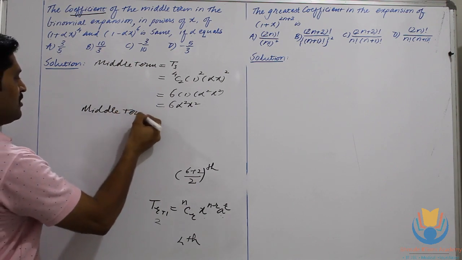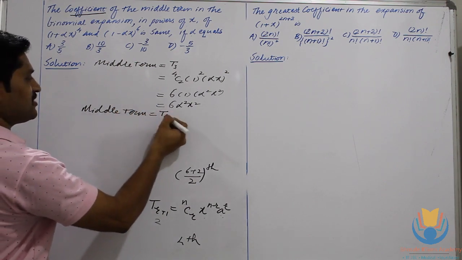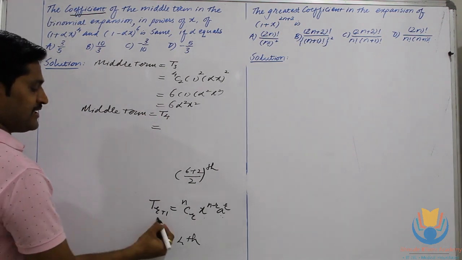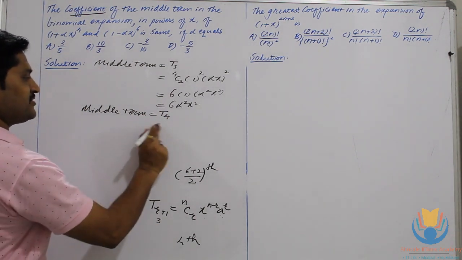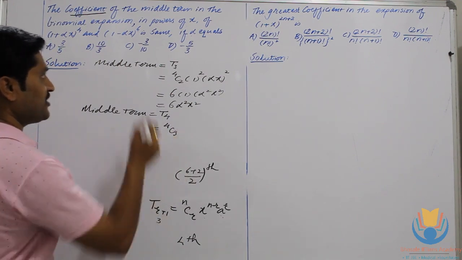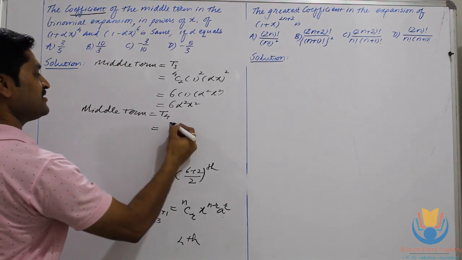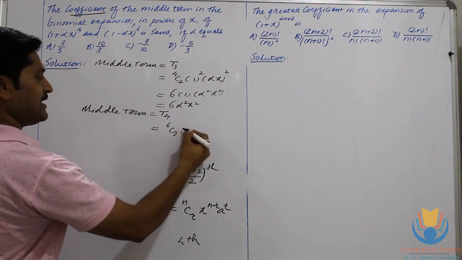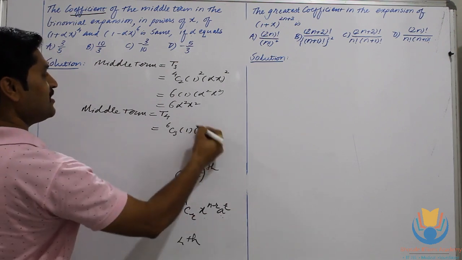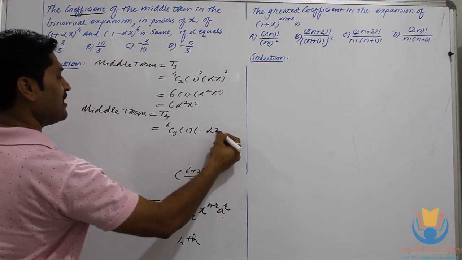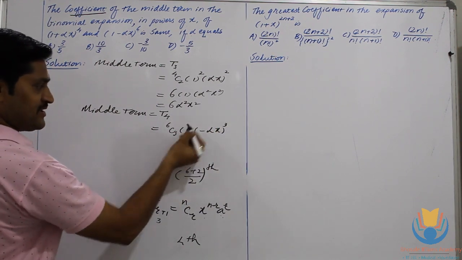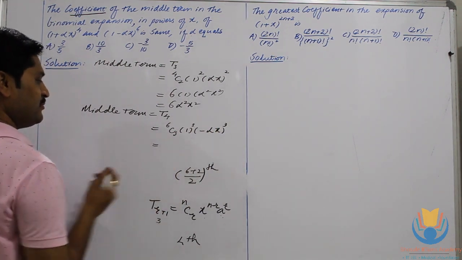The middle term for the second expansion is nothing but T4, and again for finding T4 the value of r should be 3. So let's repeat the same. So this is 6C3, sorry, the value of n here is 6, and that of x is 1, and the value of a is minus alpha x, that whole raised to 3, and this 1 raised to 6 minus 3 is again 1 cubed. So let's simplify.